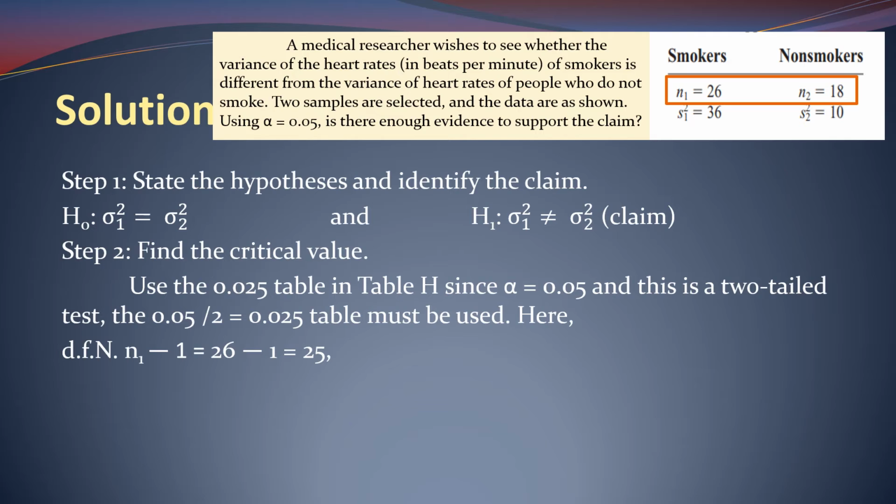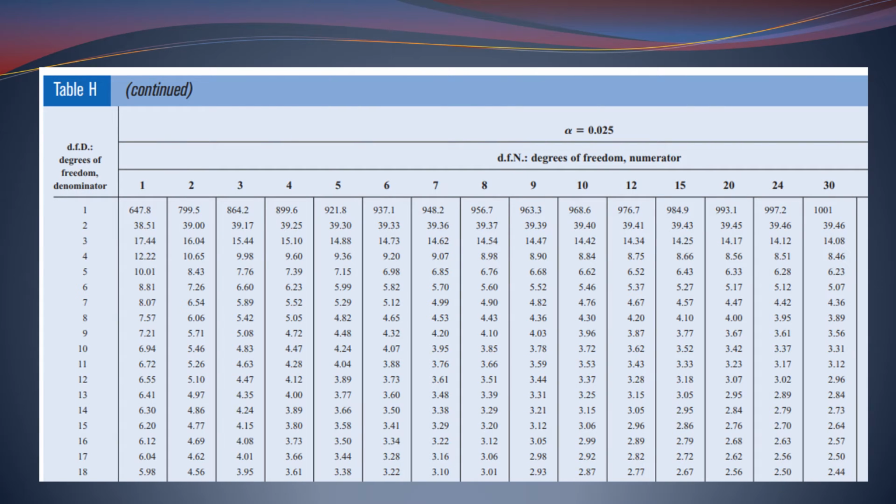In order to find the degrees of freedom numerator, we have N1 minus 1. Substitute natin yung given N1. We have 26 minus 1, which is equal to 25. So our degrees of freedom numerator is equal to 25. To find the degrees of freedom denominator, we subtract 1 from N2. So N2 minus 1, we have 18 minus 1, and our degrees of freedom denominator is equal to 17. So let's find the critical value on table H, wherein yung given natin na degrees of freedom denominator is 17.